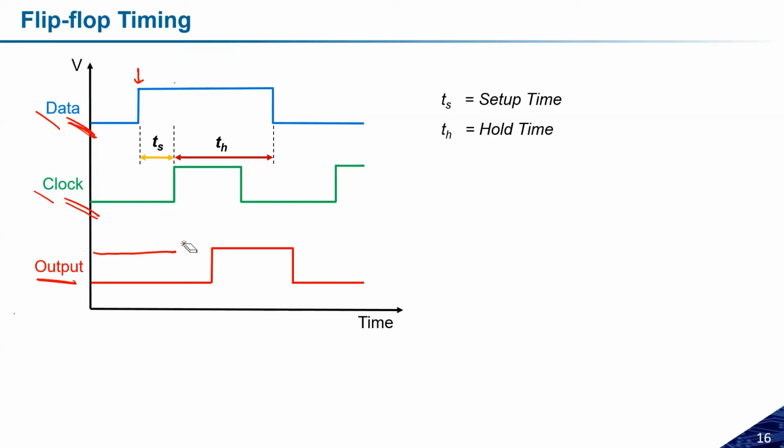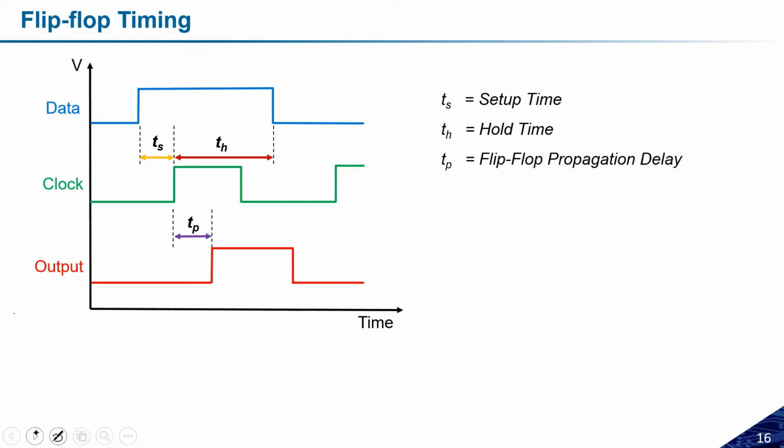If it takes some time to get reflected, we need one more parameter: the time difference between the activation of the clock pulse and the time at which we get the change in the output. That time difference is known as the flip-flop propagation delay, that is the TP. So these three timing parameters are very important to understand.